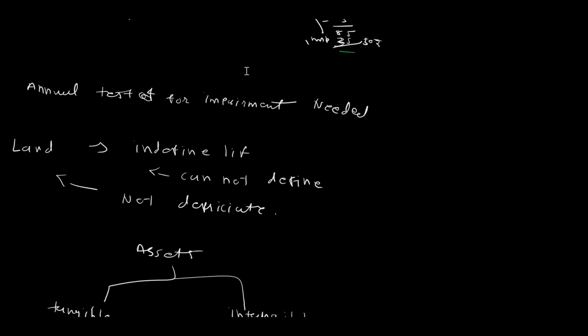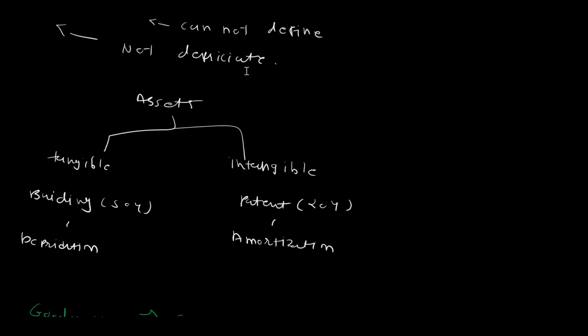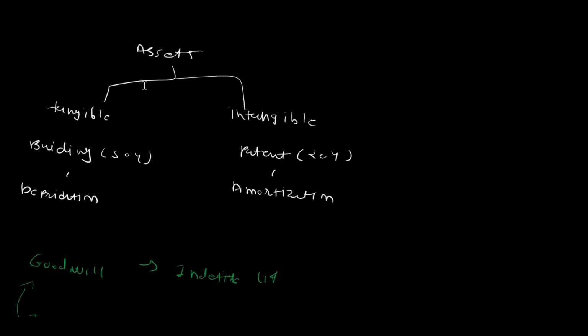Okay. But some people think that land prices always appreciate, that's why we don't depreciate it, but it's wrong. We don't depreciate it because we don't know the useful life of land. It's indefinite. And there are types of assets, tangible and intangible. Tangible means, an example of tangible is the building.